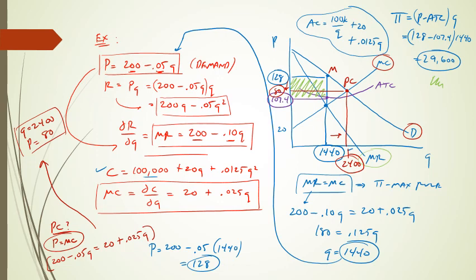We'll start with a monopolist that has a demand curve P is equal to 200 minus 0.05 Q. And if we take a look at revenue, the revenue function is price times quantity. So we take that price function, which is demand, 200 minus 0.05 Q, and multiply it by Q. And we get a function for revenue that is 200 Q minus 0.05 Q squared. The derivative of revenue with respect to quantity is marginal revenue. And so that's just 200 minus 0.10 Q.